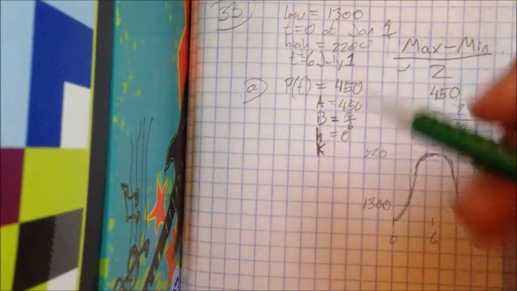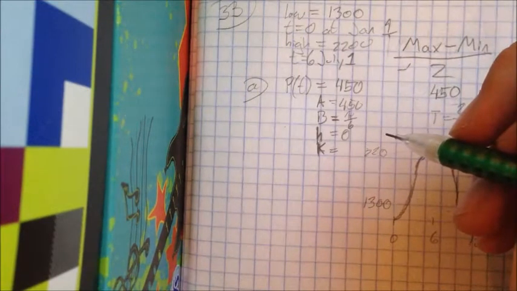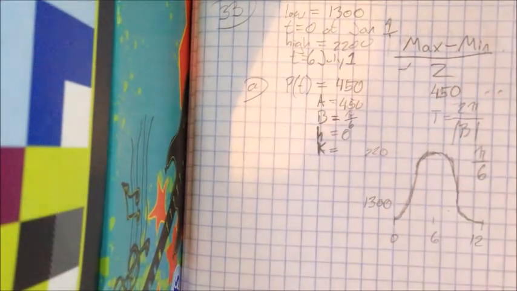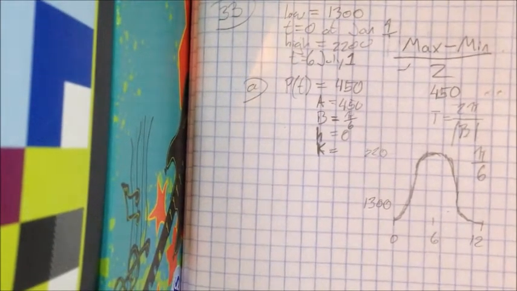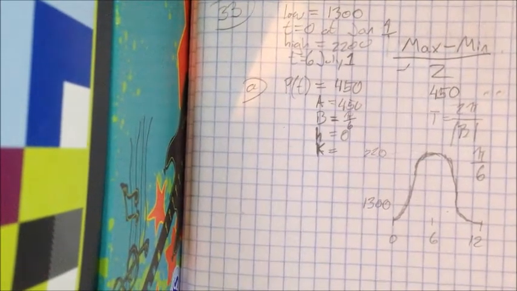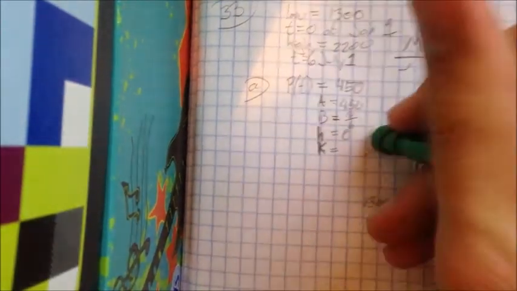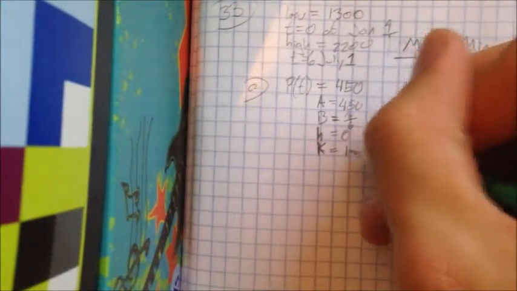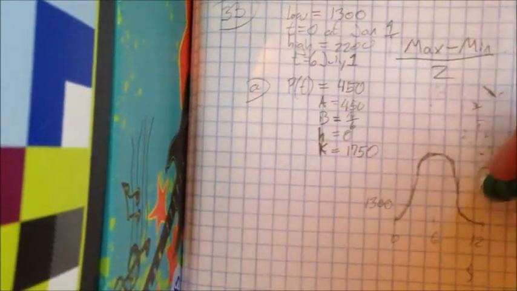And then k. How much is it going to take for us to get to our midline? Let's see. We have a minimum of 1300, and so we know that the midline is going to be 450 units above that. So if you add 450 to that, you get 1,750. So we have enough information to write down an equation.